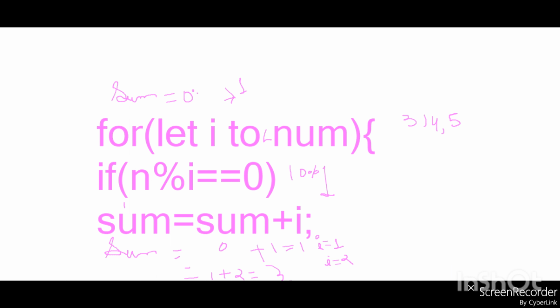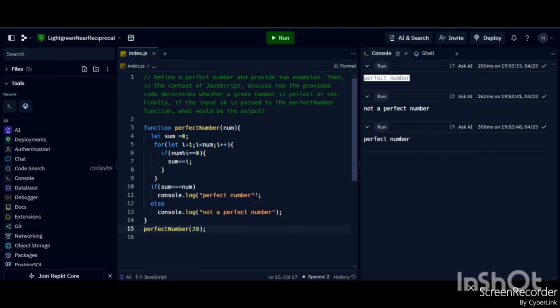Now the value is 8, and when we sum all, again we go with 6 to 10: not getting a remainder of 0 for 6, 7, and 8, and for 9 the loop is stopped. And we find for 10, if the value of num is 10, we get the output that it is not a perfect number, you can see here.